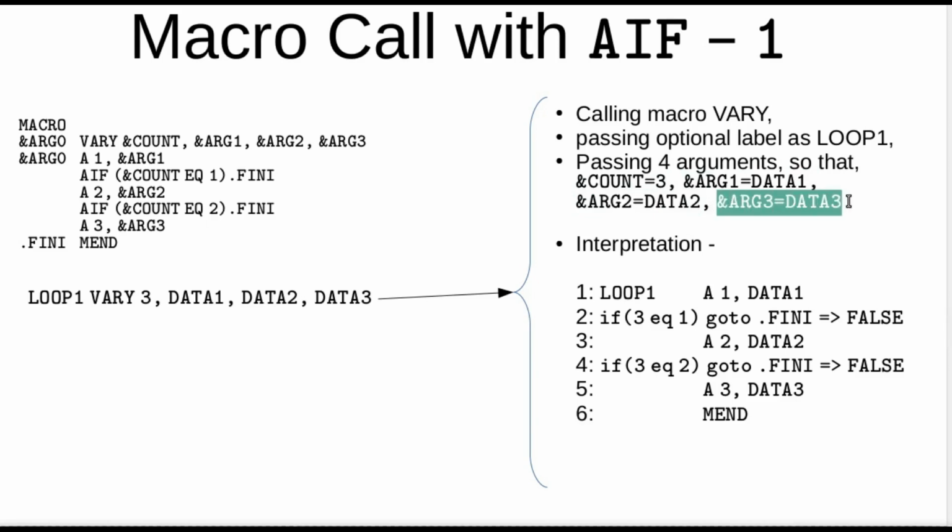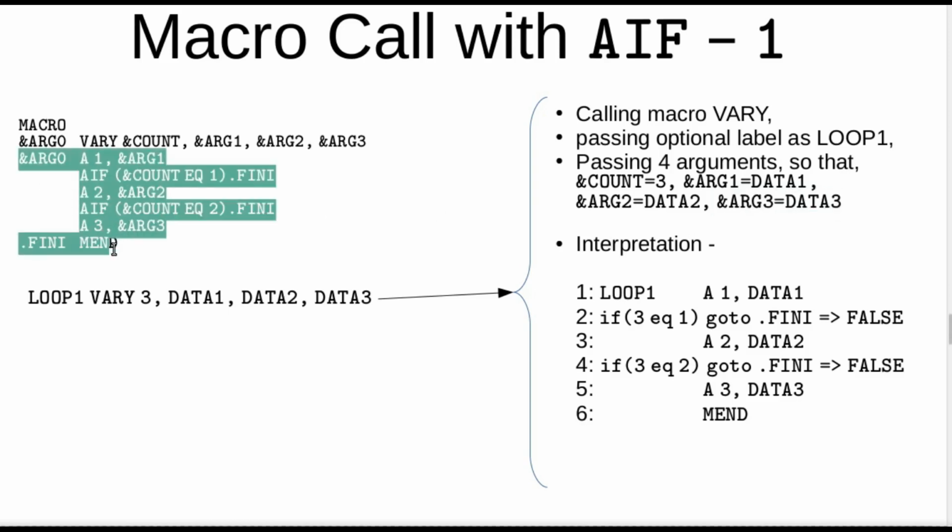So we have passed 4 arguments, and each of these can be positionally correlated with the dummy argument names. Fine. Now our interpretation for the whole sequence of instructions in the macro definition will give us something like this. For this interpretation we will consider only these set of instructions, because this is the actual macro definition. These are the instructions contained in the macro definition, right?